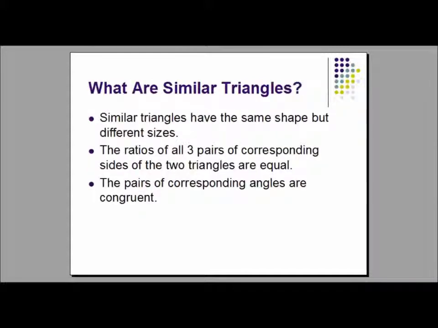What are similar triangles? Similar triangles have the same shape but different sizes. The ratios of all three pairs of corresponding sides of the two triangles are equal, and the pairs of corresponding angles are equal as well.